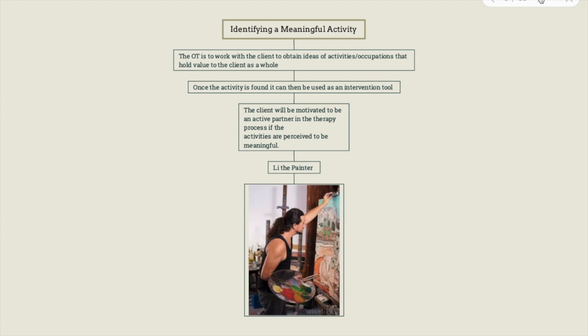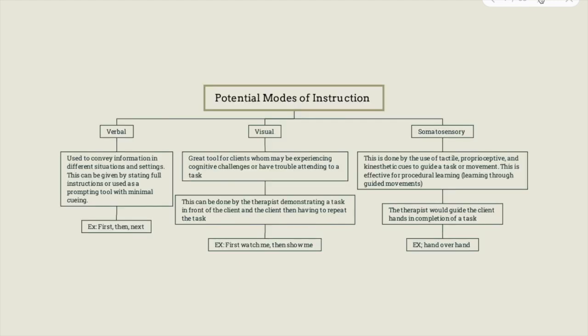So first, we're going to identify the meaningful activity. OTs communicate with the client and their family to obtain different ideas that will help the therapeutic process. And then once you have the different activities, you can utilize them as intervention tools. And this is Lee the painter, so Lee will obviously be more motivated and an active partner within the therapy process because he sees painting as being more meaningful.